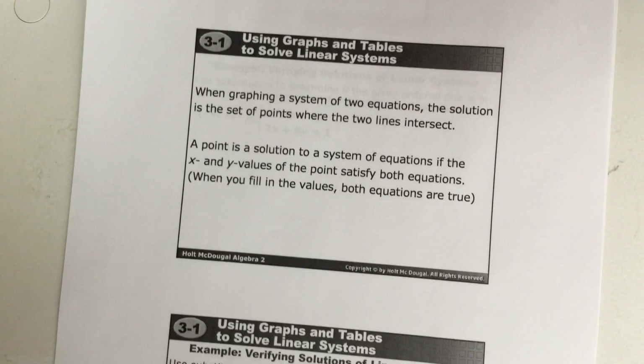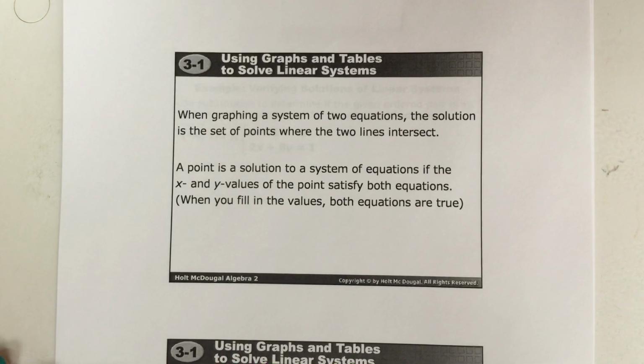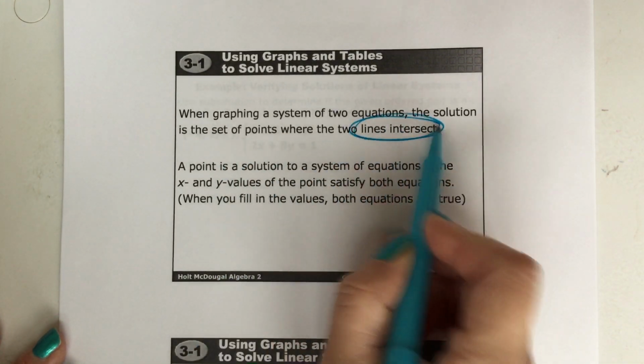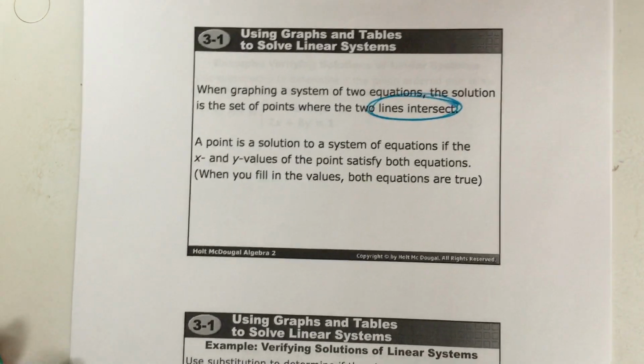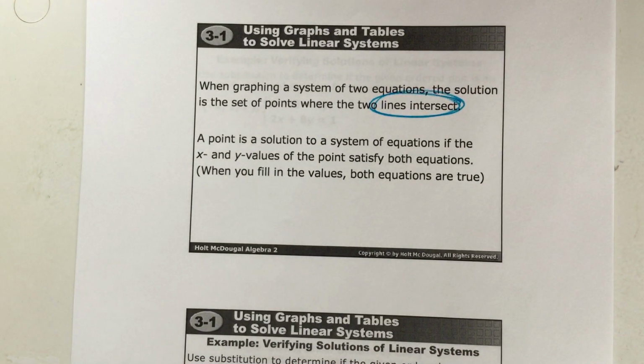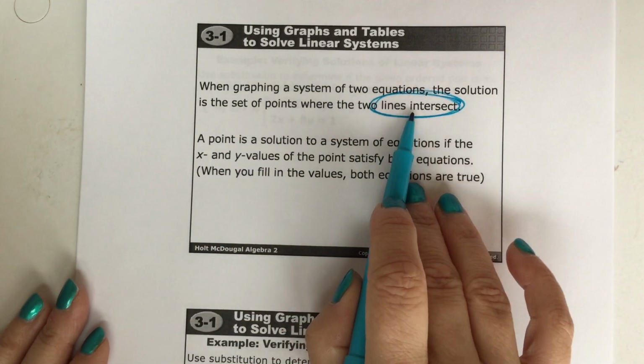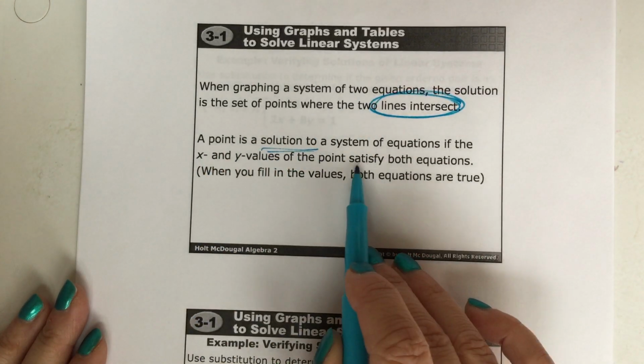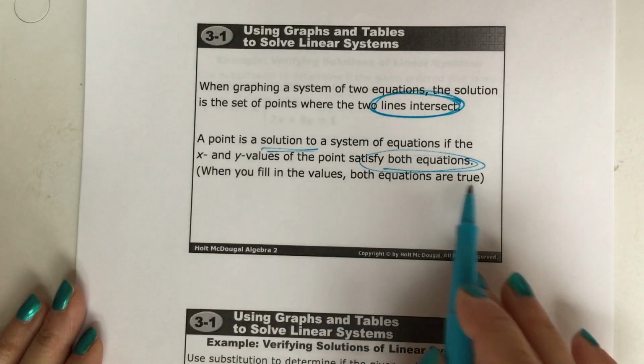Let's keep on going. When you are graphing a system of two equations, the solution is the set of points where the two lines intersect. I guess I got excited and just jumped ahead a slide. A point is a solution to a system of both equations. Okay, so what you're doing, you're looking for the intersection. The point is a solution if it makes both equations true.